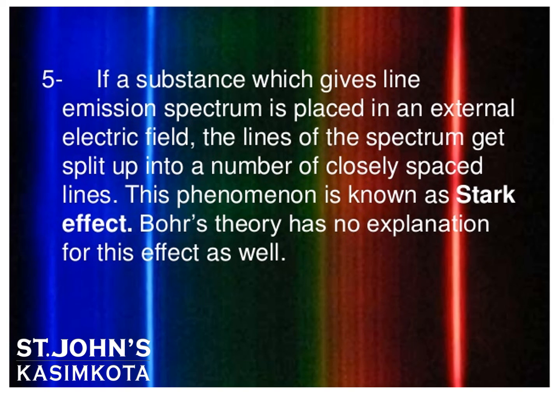The next one. If a substance which gives the emission spectrum is placed in an external electric field, in the previous one it was in the magnetic field, now when this object is placed in an external electric field, the lines of the spectrum get split up into a number of closely spaced lines. This phenomenon is known as Stark effect. So when a substance is emitting lines in the presence of an external electric field, it splits into a number of lines. This phenomenon is known as Stark effect.